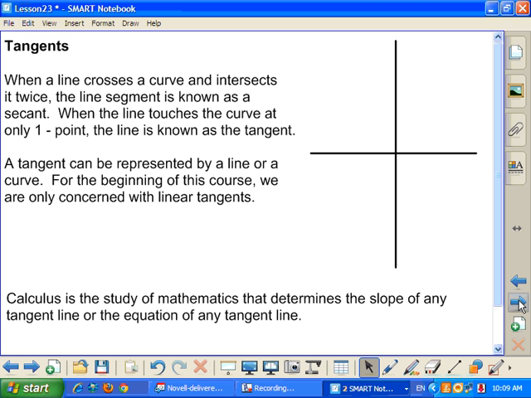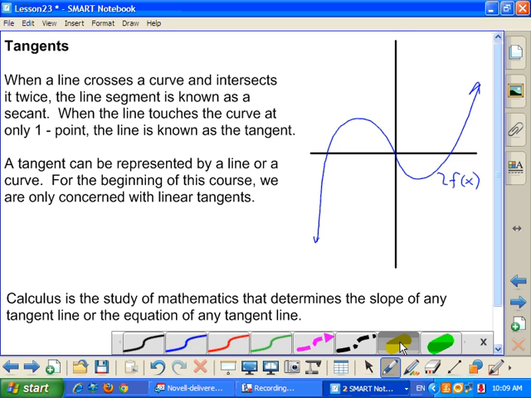All right, so tangents. Let's talk about that for a second. When a line crosses a curve, so what we're going to do over here in the grid, you just need to draw a cubic graph, not because that's the only one, it's just the one I'm choosing. Okay, so you're going to draw some cubic, and this is our function f of x. So I'm naming the graph. So when a line crosses a curve and intersects it twice, all right, so I'm just reading over here.